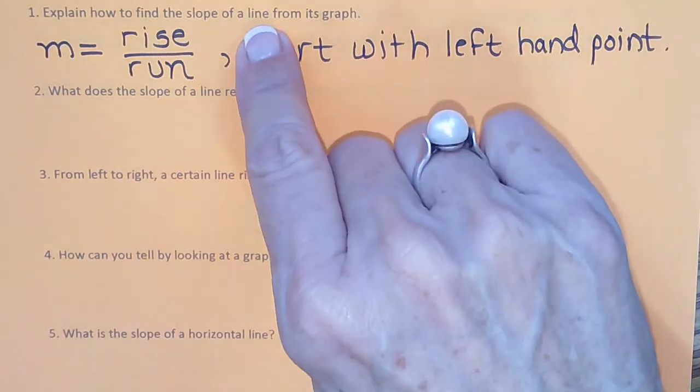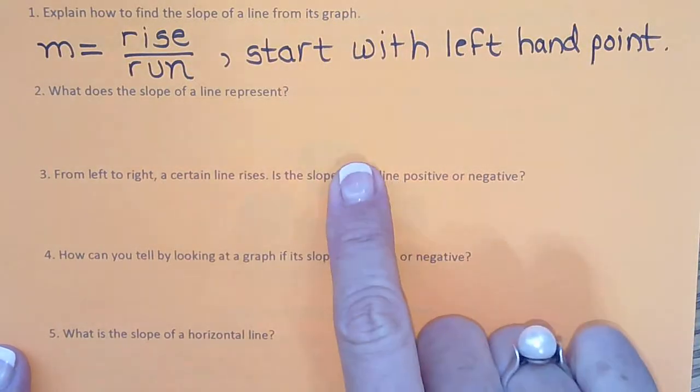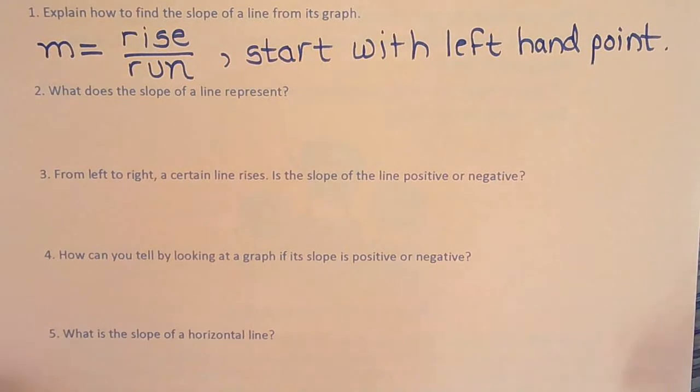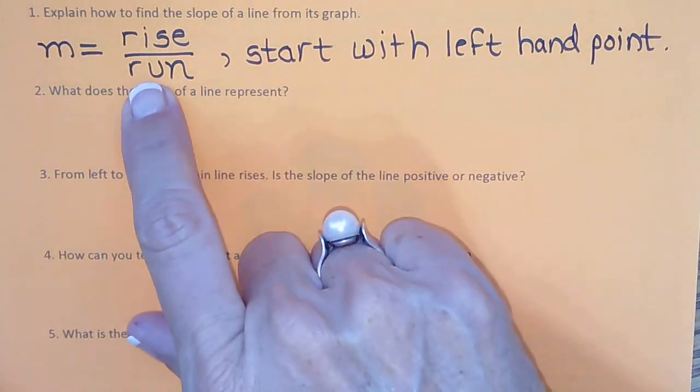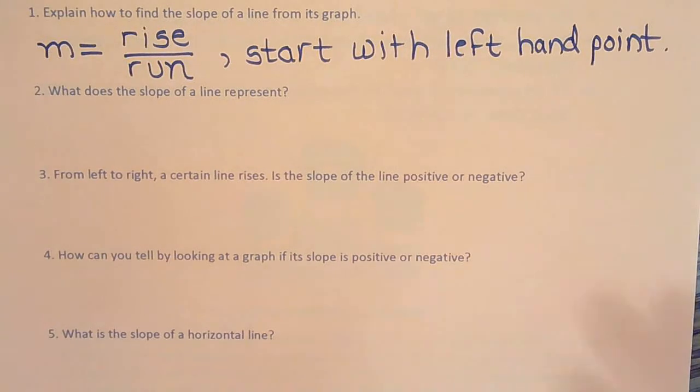If you go up, it's positive. We always run forward so we don't trip. If you go down, it's negative. We always run forward so you don't trip. So this will always be forward. The rise could be up or down, and that's how we determine the sign.